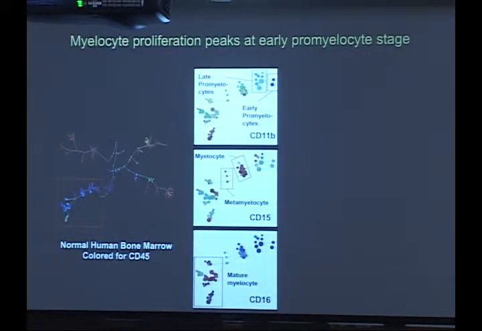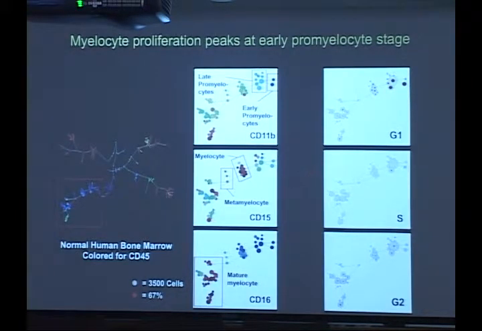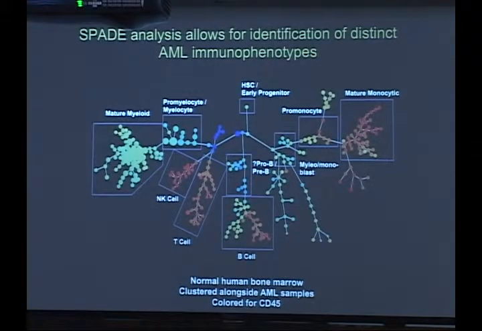Again, looking at myelocyte development, you can see that most of the proliferation in the myeloid lineage is coming in the promyelocyte and myelocyte stage. And again, mature granulocytes, mature myelocytes here, have relatively low levels of S phase and G1 phase cells.